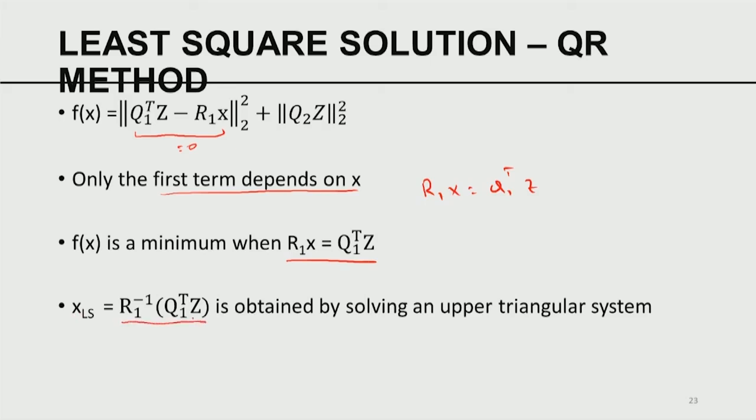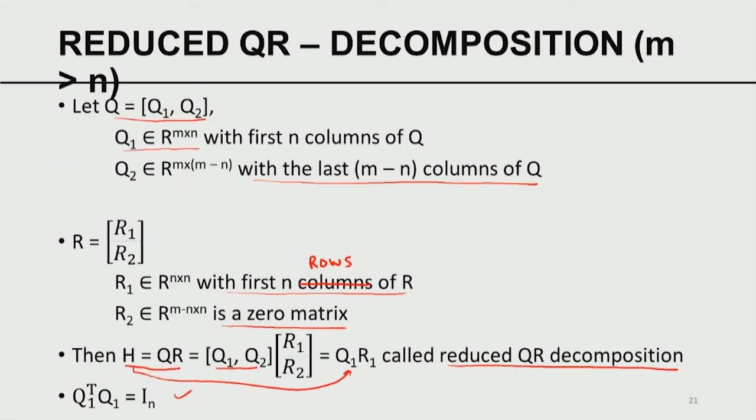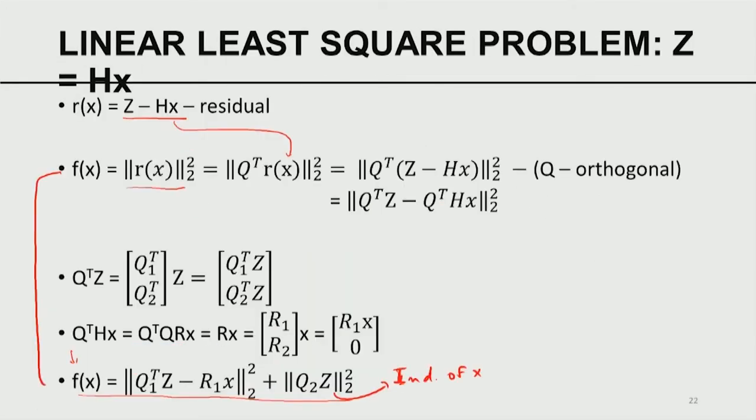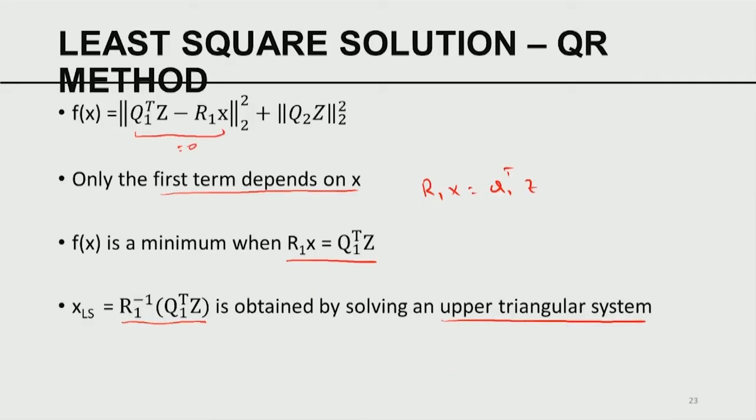So by spending money not on Cholesky decomposition of H transpose H, but on decomposing H to be Q and R, we have now reduced the problem of computing the solution to a linear least square problem to one of solving an upper triangular system. This is a very important development. Please understand, solution of an upper triangular system and lower triangular system costs only O of n square.